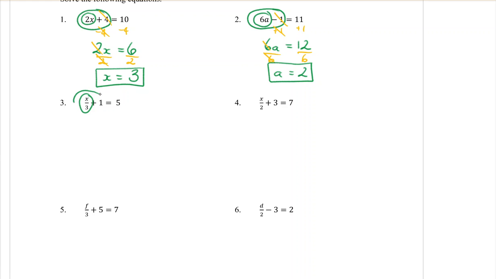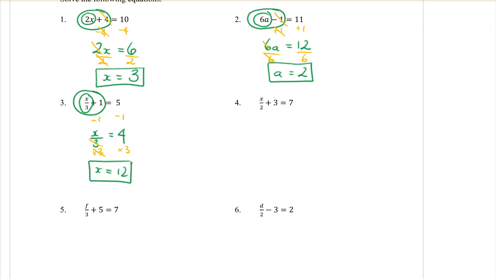And then the 1 has been added. Always doing the opposite. So I want a minus 1, which will give x over 3 equals 5 take away 1, which is 4. Now to get rid of the 3 on the bottom there, because that's a divide, the opposite is going to be times by 3. So x is equal to 12.